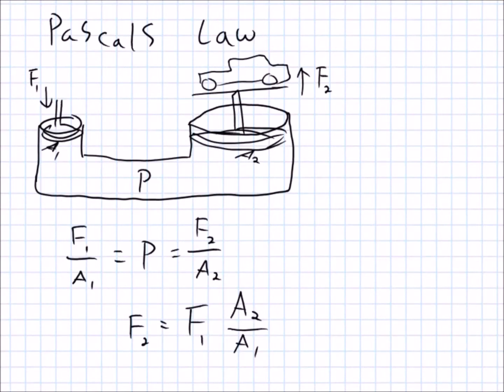Depending on it, if A1 is smaller than A2, which is what I've drawn, then A2 over A1 will give me a number bigger than 1, right, because A2 is bigger than A1, so I've got an improper fraction here, or a number greater than 1. And so I'm actually saying that F2 is a larger force than F1 in this case. So you push down with a little force that your arms are capable of here, and if this thing is built right, you'll get a force capable of lifting a car out the other side.